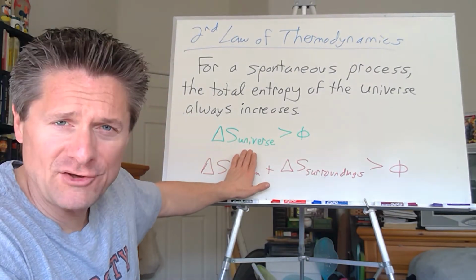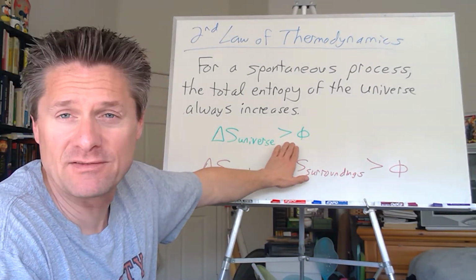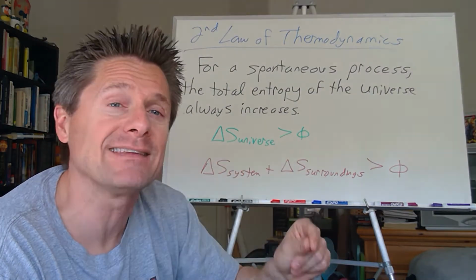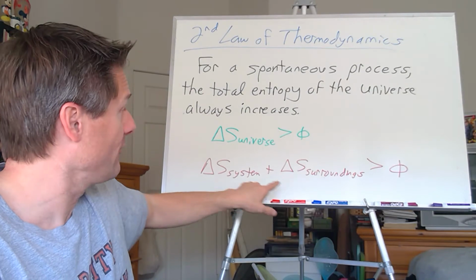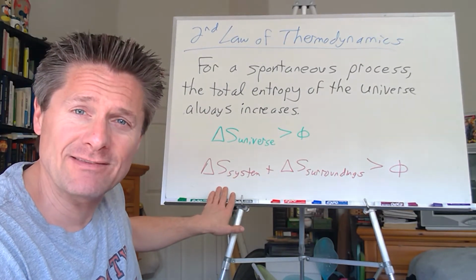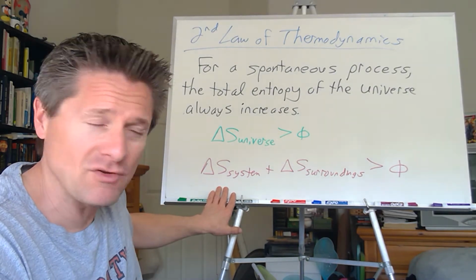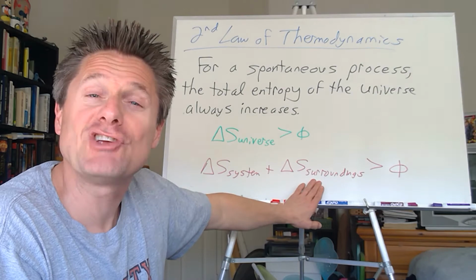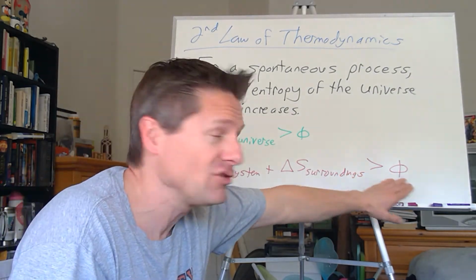So the total entropy of the universe must be greater than zero. The change in entropy, delta S, must be positive for the whole universe. Well, the universe is the system plus the surroundings, right? So if you take the entropy change of the system, that localized part of the universe you're focused on, and add the change in entropy of the surroundings, that should be greater than zero.